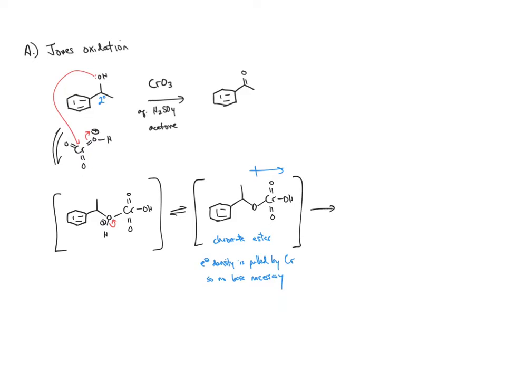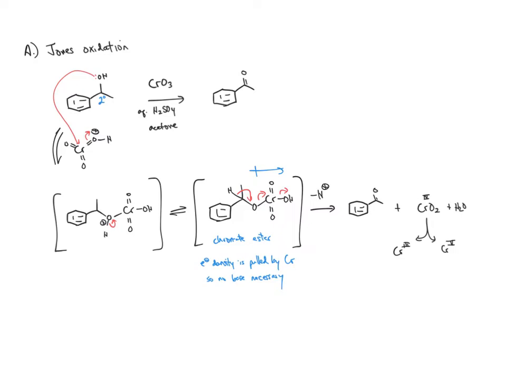And so we get a loss of a proton, and that proton is going to come off from that position right there. And the electrons are going to move up onto chromium as a lone pair. Essentially, you can eliminate water here. And so minus a proton gives you, in this case, the ketone, plus chromium oxide, so chromium 4 oxide plus water. And then that chromium 4 oxide is going to split into chromium 3 and chromium 5. Chromium 4 is unstable, and so it actually splits into chromium 3 and chromium 5.